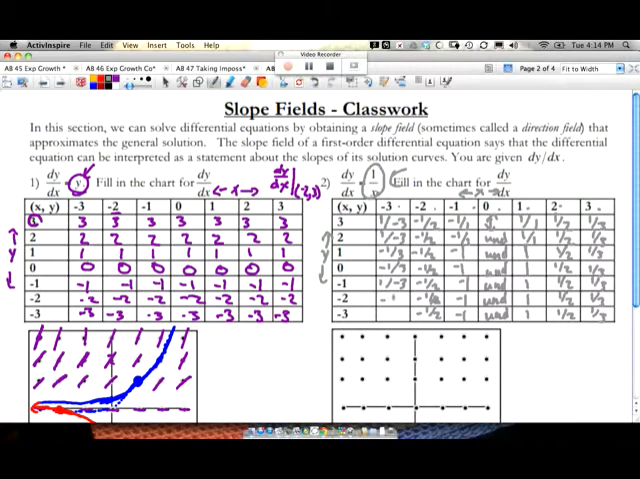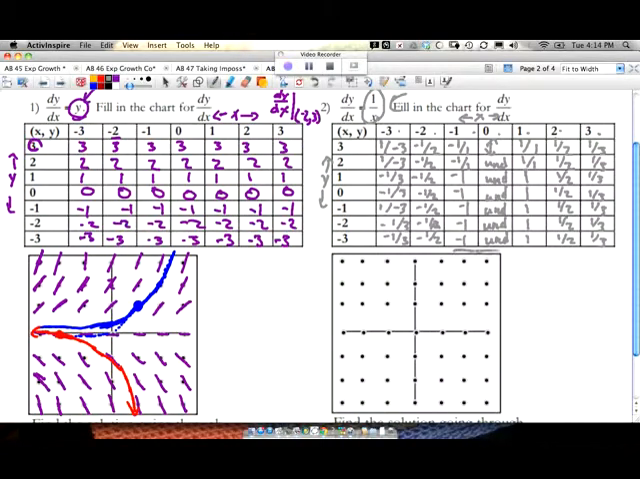1 over negative 3, negative 1 over 3. Same thing, getting a little loopy here. There we go. Okay, so we got all these numbers. Oh man, that was a lot. Let's calculate them. I'm going to start with these middle ones because those look a little bit easier to graph.